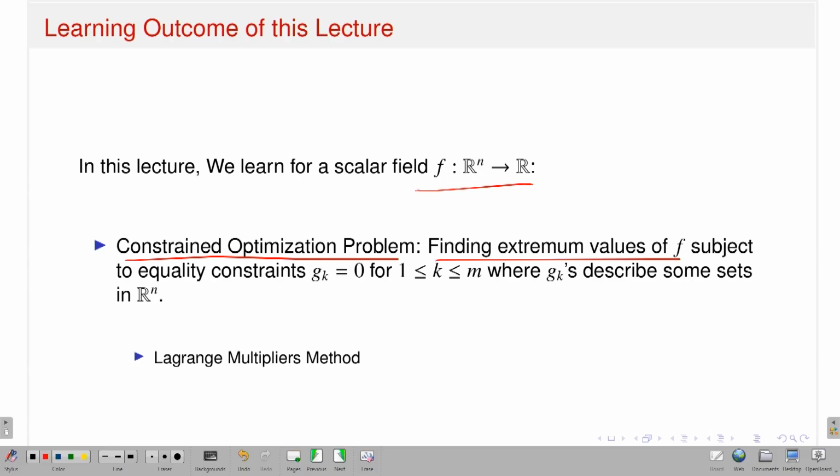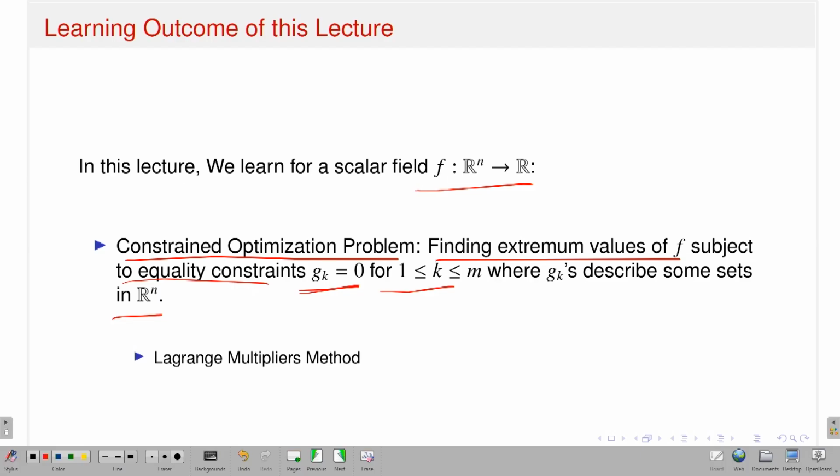Of course I want to find some extremum values of f or some extremum points subject to the equality constraint gk equal to 0, that is the constraint. That means whatever point you get at which your function has a global maxima or local maxima, it has to satisfy this constraint. That means gk should be satisfied at those points. That is called constraints. And it depends, I may have finitely many constraints where the gk's describe some sets in Rn. So I want to get the extremum values of f subject to some conditions.